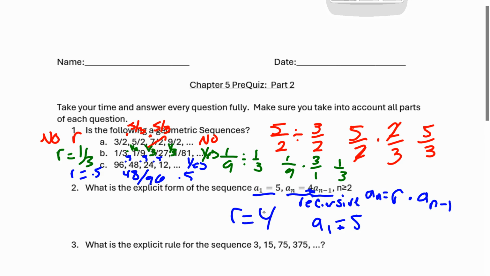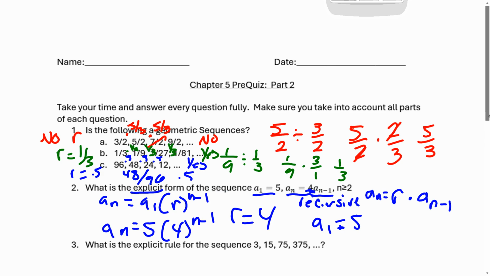Now I want to write the explicit. Well, the explicit: A sub n equals A sub 1 times R raised to n minus 1. So I just plug in my A sub 1, which is 5. They give it to me. And then I plug in my R, which I find from my recursive. So that would be 4. And there's my formula.